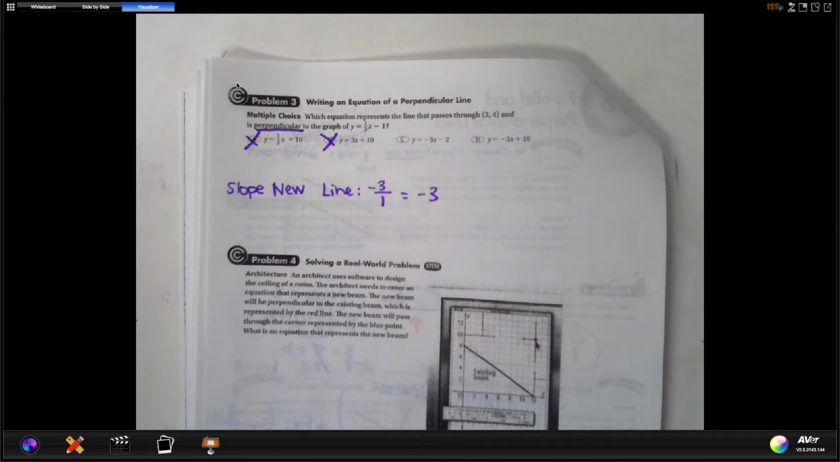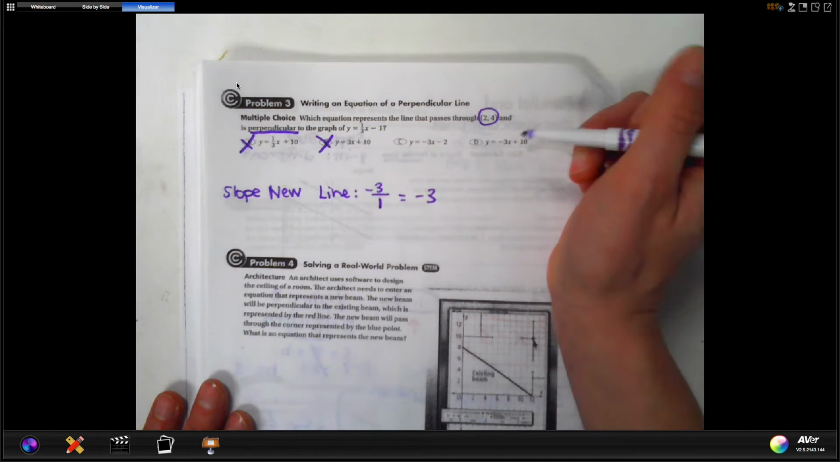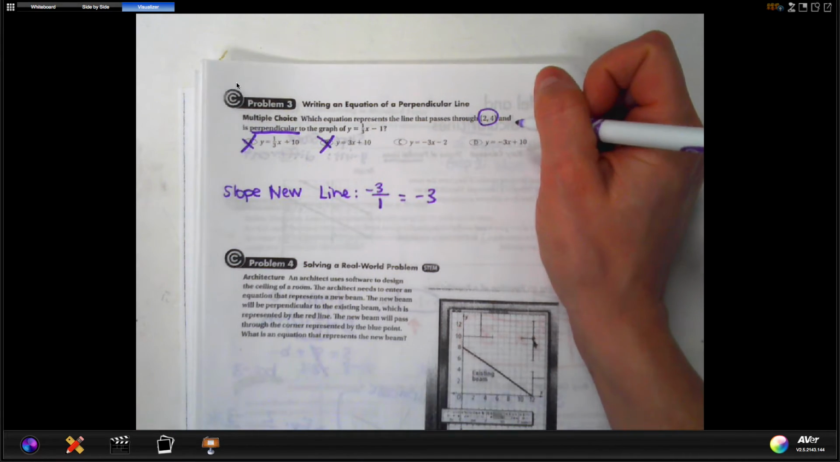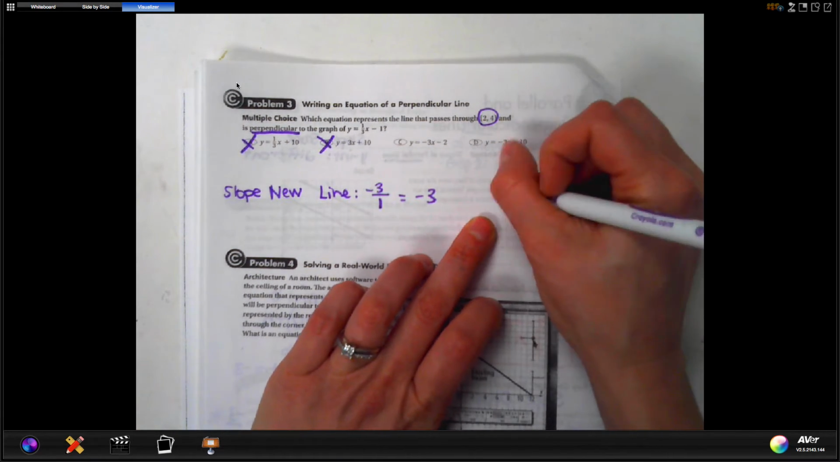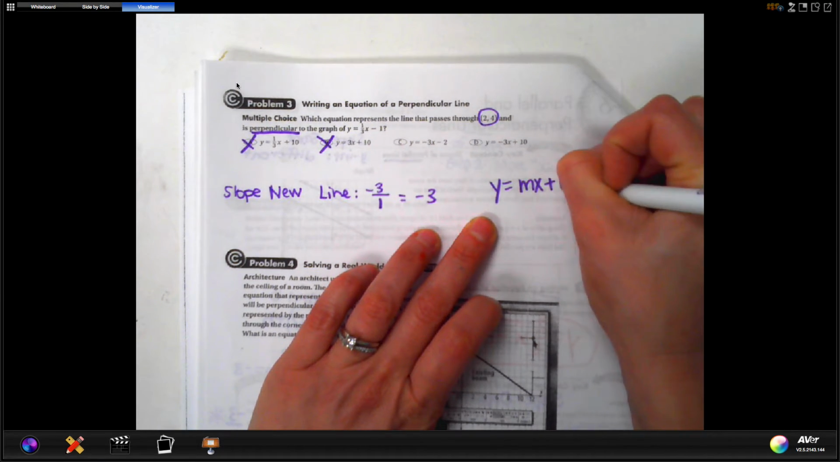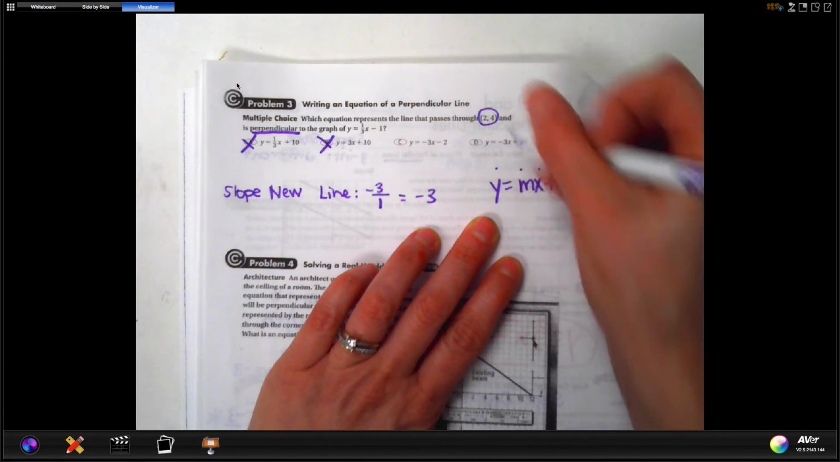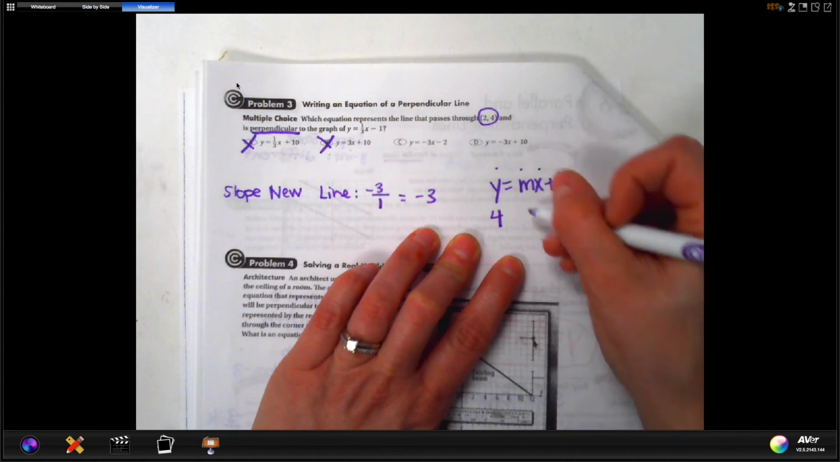And so what you have to do is you're going to have to figure out what it's got to pass through, this point (2, 4). So if you do this, y equal mx plus b, and you fill in y, m, and x, so y has to be 4, right, according to that. What does m have to be?